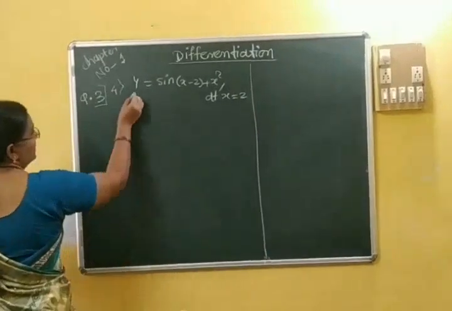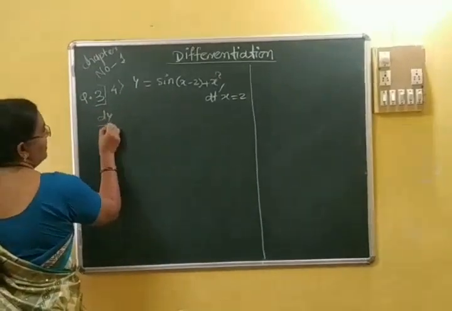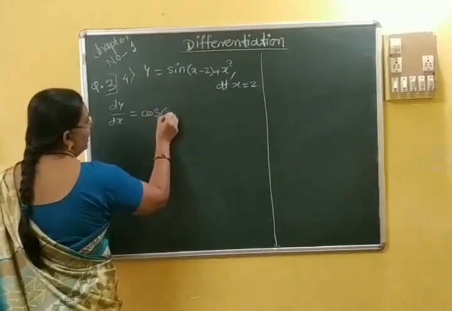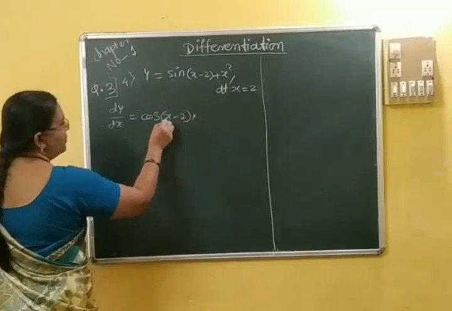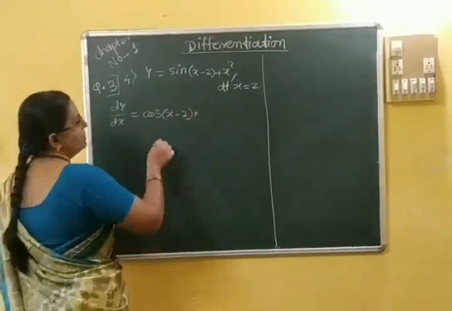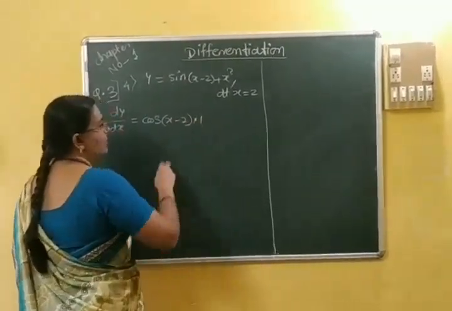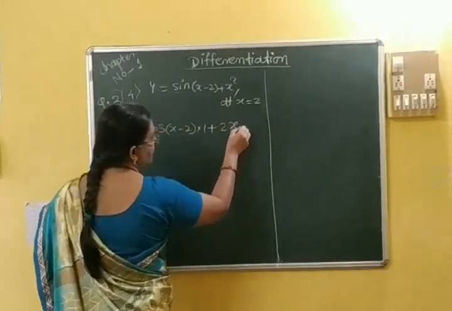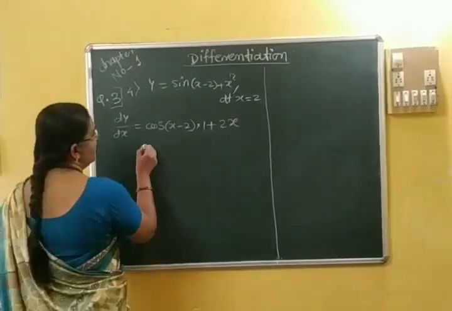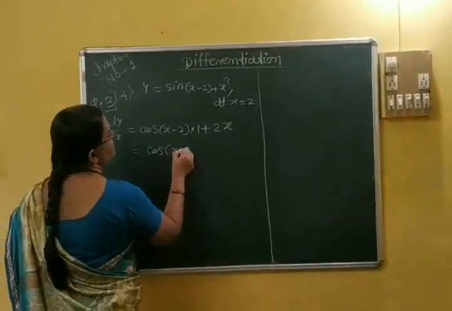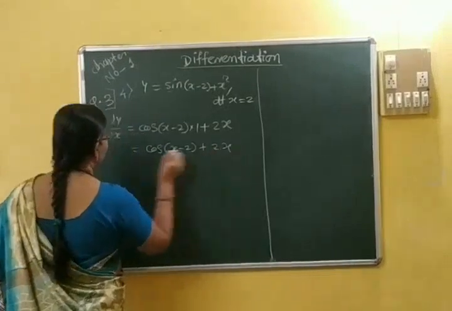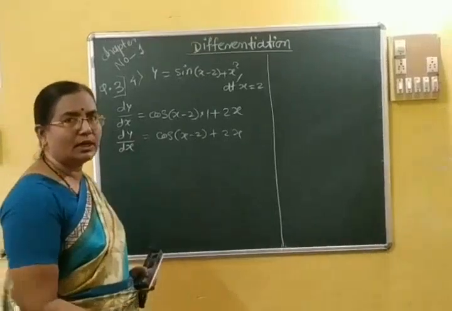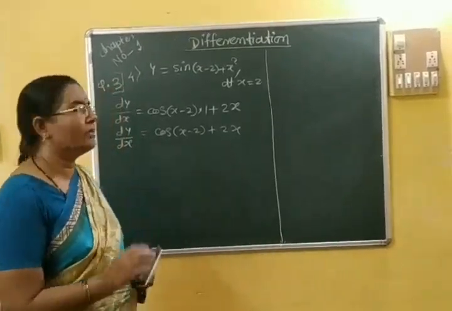First we take the derivative of this function. dy by dx is the derivative of sine, which is cos of x minus 2, multiplied by the derivative of the inside function x minus 2, which is 1 minus 0, that is 1, plus the derivative of x squared, which is 2x. So it is cos of x minus 2 plus 2x. This is the derivative of the given function, but we have to find the derivative of the inverse of the given function.